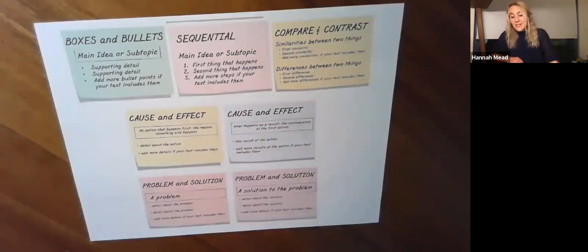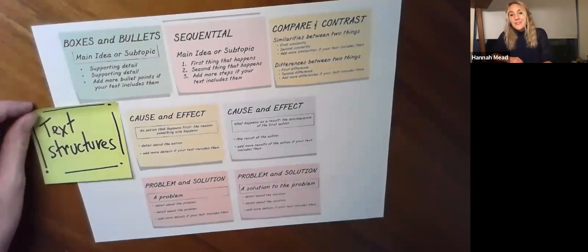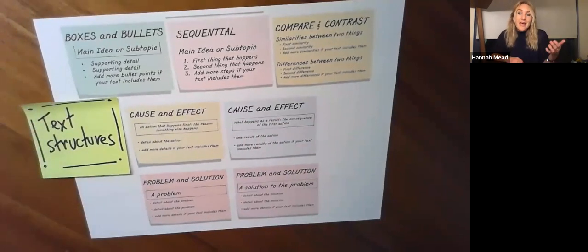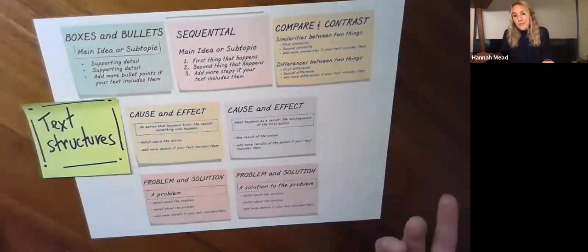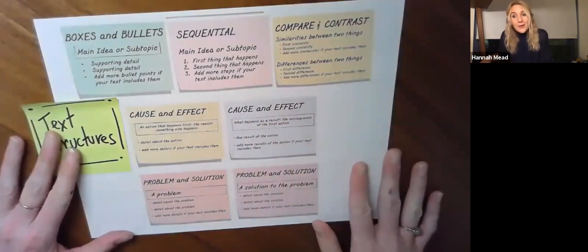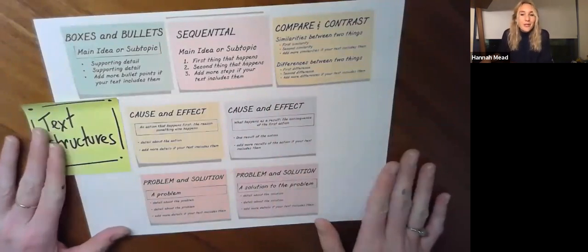These are different text structures. And text structures are ways that nonfiction authors will organize the information in their texts to better teach their readers. Because as we know, the goal of a nonfiction text is to teach. So these structures are tools for that. Take a look at this chart. Maybe pull it up on your own screen or look at it with me. What do you remember? What feels a little bit unfamiliar?